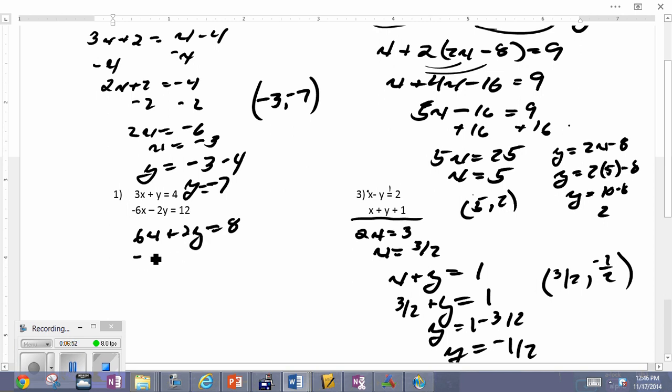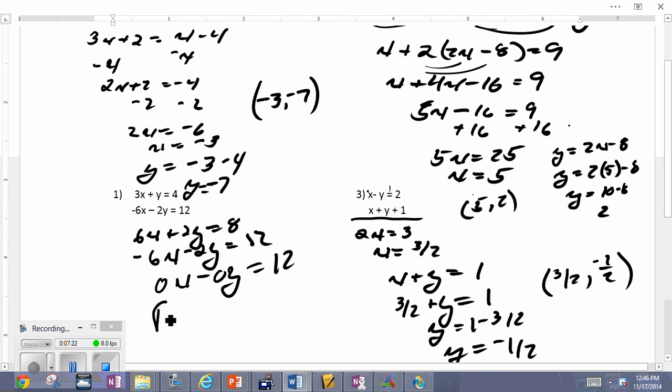Now I take my bottom equation. I don't have to adjust that. And now, nice, what happens is I've got 2y and a negative 2y. They'll disappear. But then so will the x's. So basically here I have 0x minus 0y is equal to 12. Well, what happens in that case is that the two lines are basically parallel.